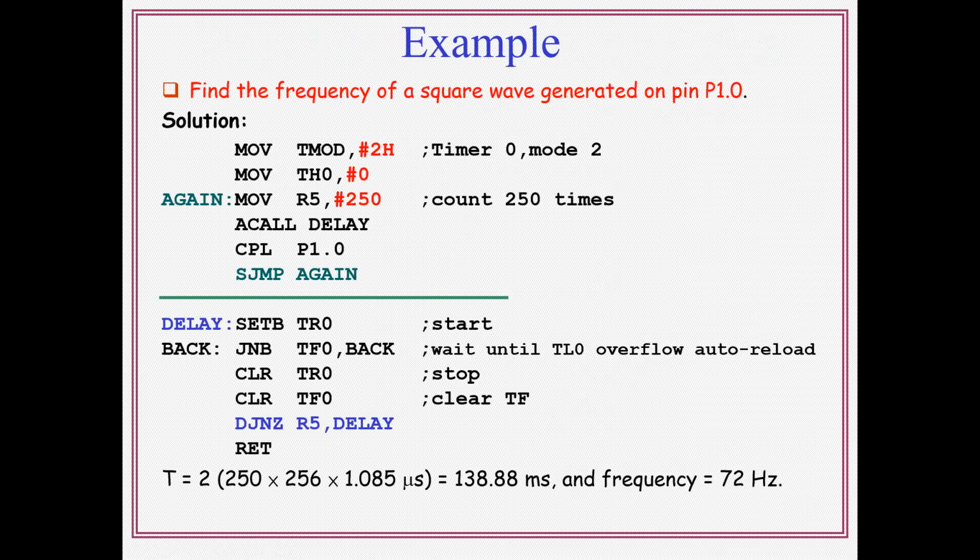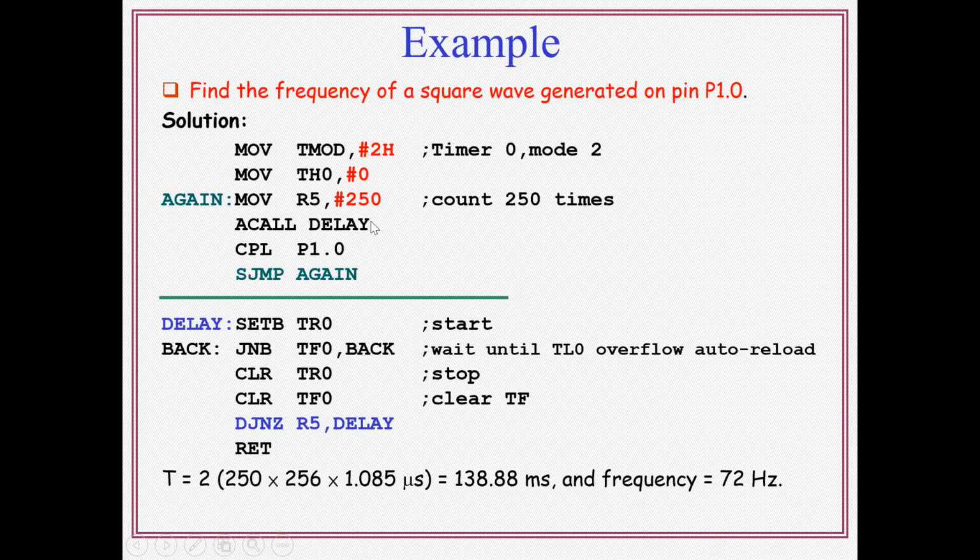Then how much frequency is generated should be calculated. So here the first line is MOV TMOD, #2H. Already we discussed H. 2H indicates that timer 0 mode 2 is enabled, and MOV TH0, #0, so the starting value is 0, so it can count 256 values. And one more initialization here, MOV R5, #250. Here one more counting value is loaded into R5, so R5 is initialized with 250. TH0's initialization value is 0H.